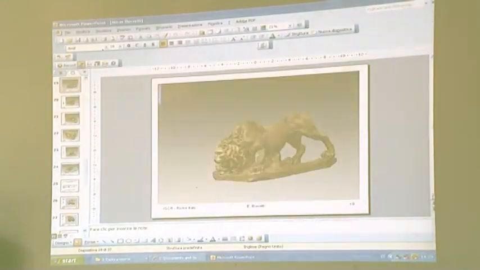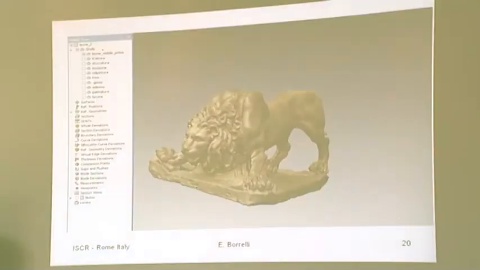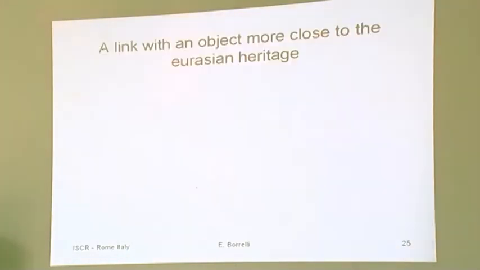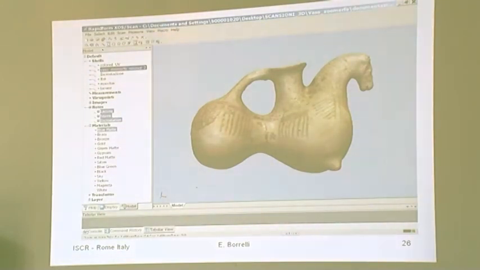Then I go back to the presentation. Just briefly, this is what you have seen. And now I show the link with the other object that is a Rhyton that I was speaking about before. And this object belongs to the collection of the Oriental Art Museum of Rome. This is here. I avoid opening the program again to show you the three-dimensional object because it's difficult, but this is the same process.